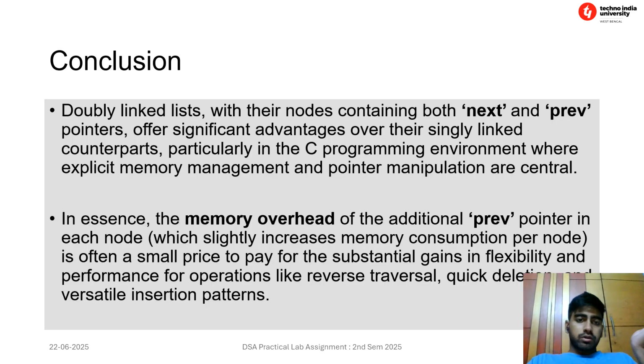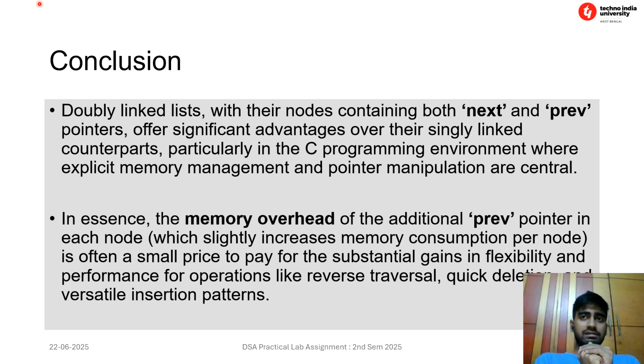So now in conclusion, I would like to say that doubly linked lists are extremely important. They are extremely versatile. They provide us a lot of functionality, a lot of flexibility in certain operations where pointer manipulation is very important. You need to frequently traverse both directions of the linked list. So that is the main advantage, the bidirectional traversal property of a doubly linked list.